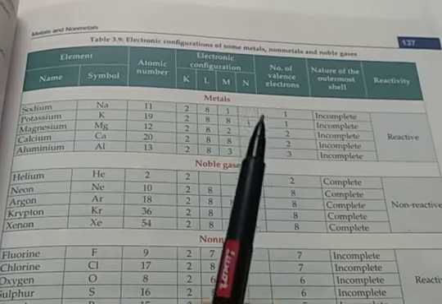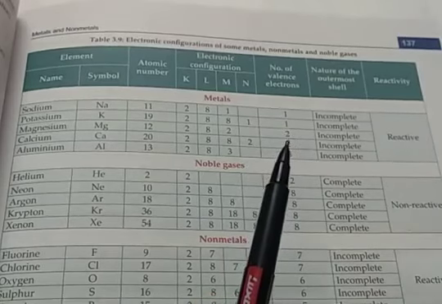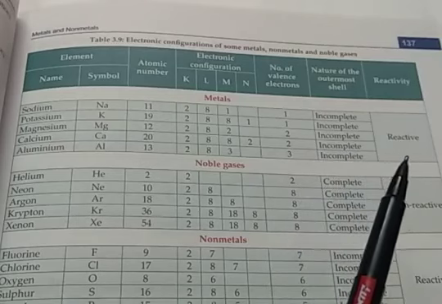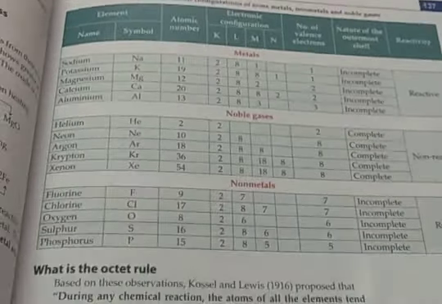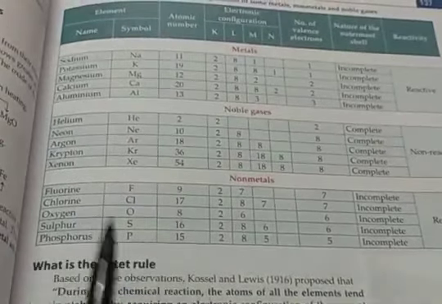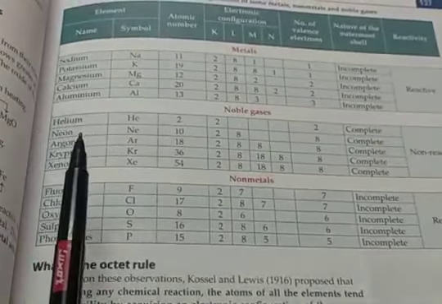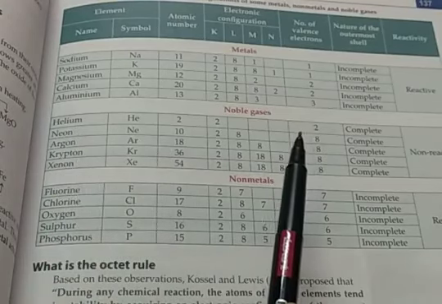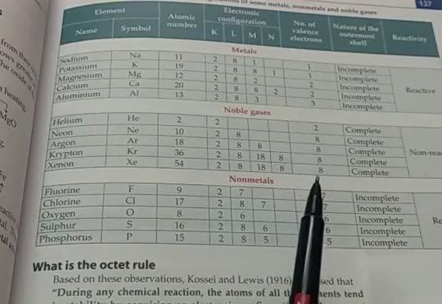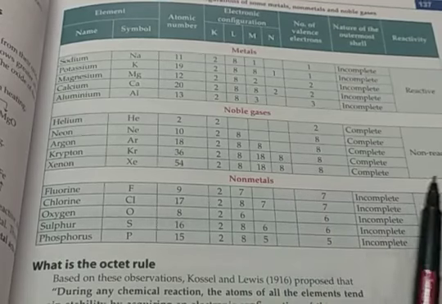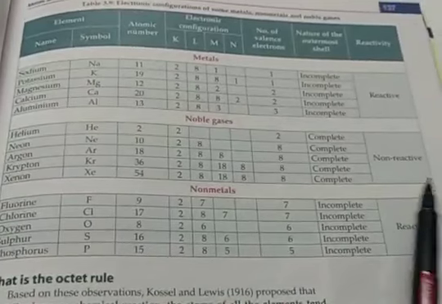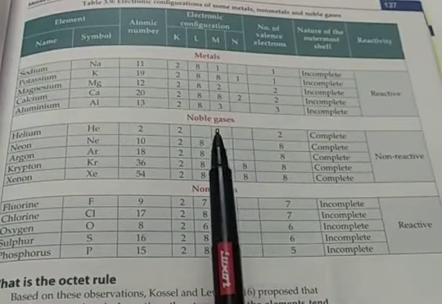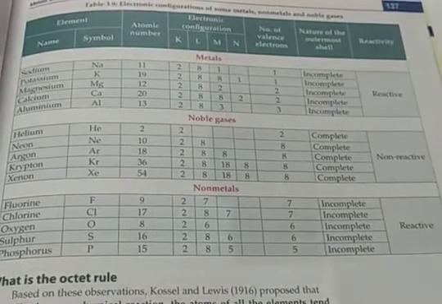So this last orbit, this last shell is not complete. Hence they will behave as reactive metals. But we have some elements like helium, neon, argon, krypton, xenon. They have completely filled last orbits, so they will behave as non-reactive elements of the periodic table. Hence they are called noble gases, because they do not react with any other element.